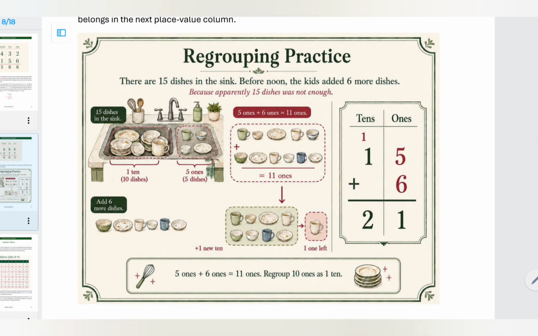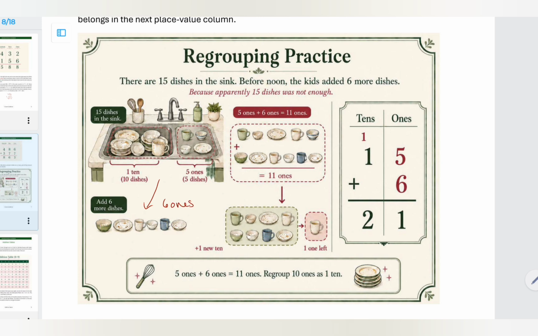So let's take a good look at this regrouping practice. There are 15 dishes in the sink. Before noon, the kids add 6 more dishes, because apparently 15 dishes was not enough. So we have over here in our sink, on one side we have 10 dishes, on the other side we have 5 dishes. And then we go and add 6 more dishes.